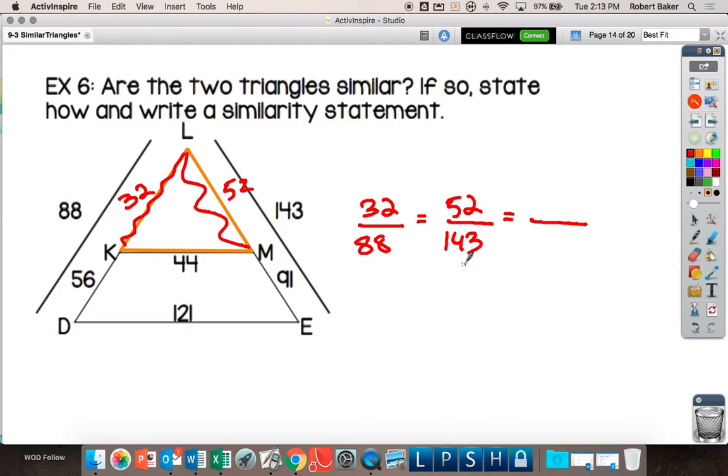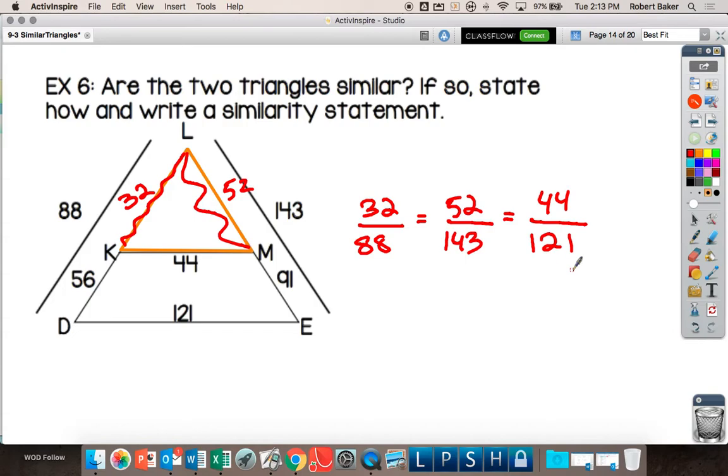Okay, well, we've done the left side. We've done the right side. Now we got to do the bottom. How long is the bottom of the orange triangle? Yes. How long is the bottom of the black triangle? Yes. Look at these beautiful fractions.